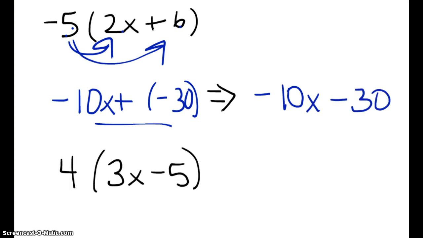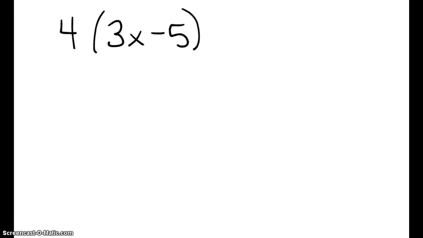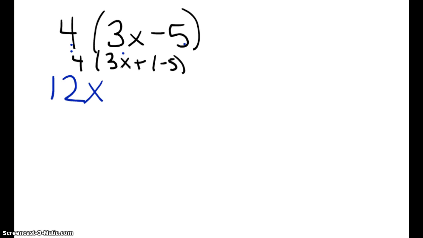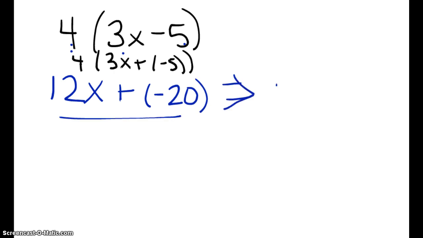Okay, now write down this next problem, 4 times 3x minus 5. All right, we're going to distribute. So 4 times 3x, so 4 groups of 3x's is 12x. Now this is 4 groups of negative 5, because remember, what we actually want to do first is this. So 4 groups of negative 5 would be negative 20. So we could either write it like this, or we could say 12x minus 20.